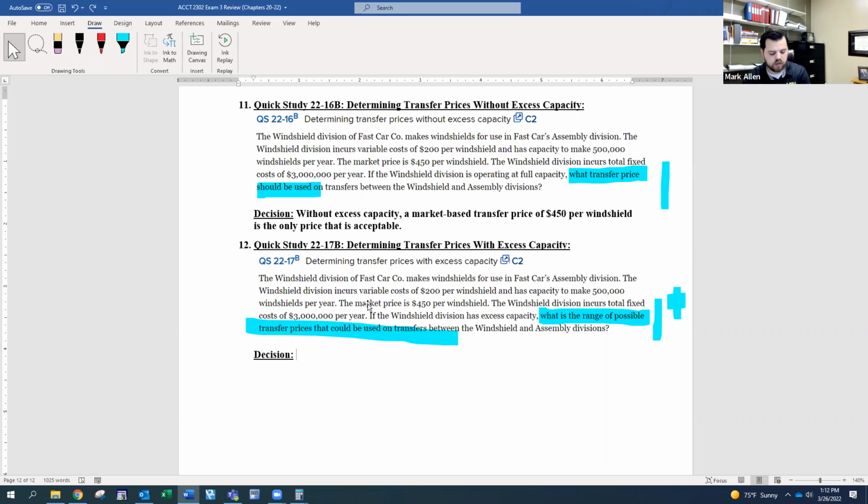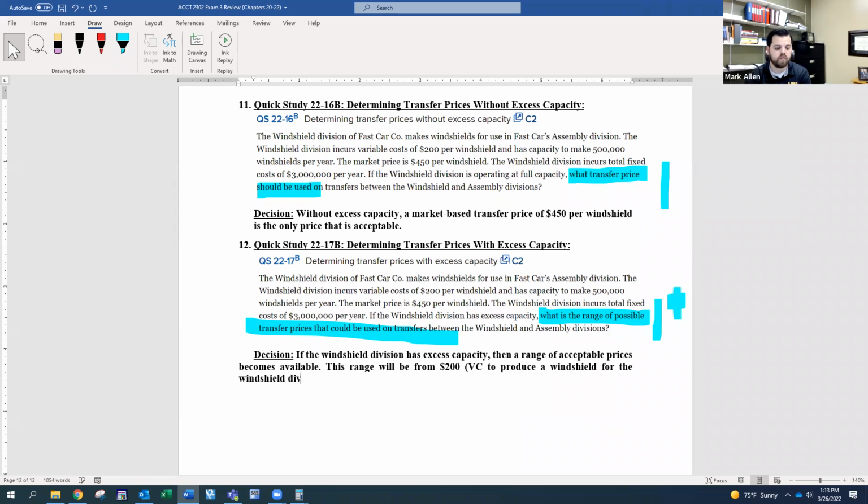So what we're going to say here is, if the windshield division has excess capacity, then a range of acceptable prices becomes available. This range will be from $200, which is the minimum because this is the variable cost to produce a windshield for the windshield division, to $450, which is the market price of the windshield. Once again, because that's the market price, assembly won't pay more than that.